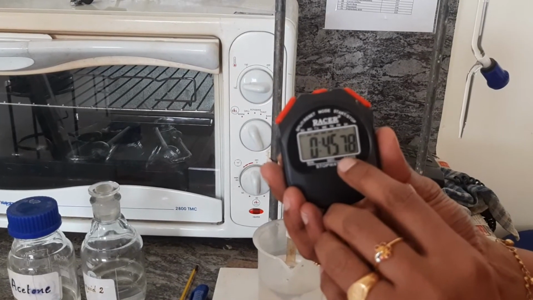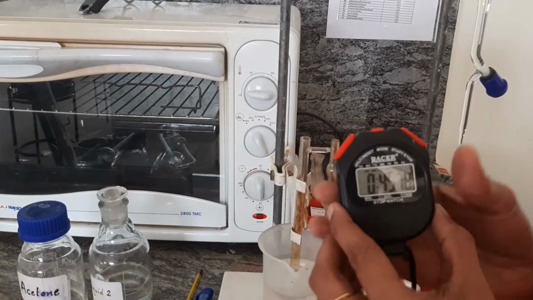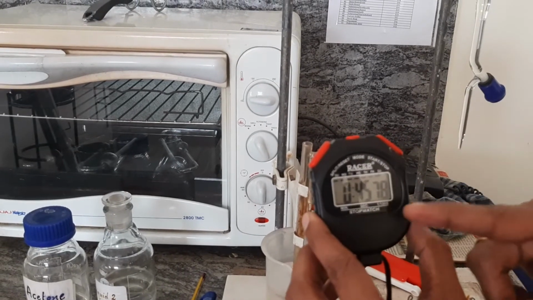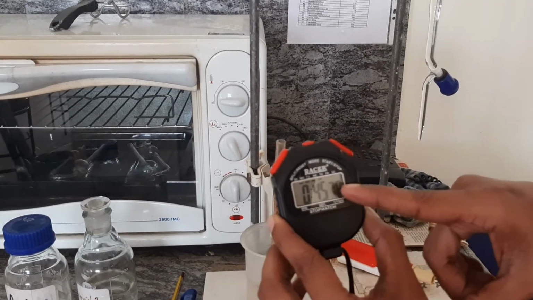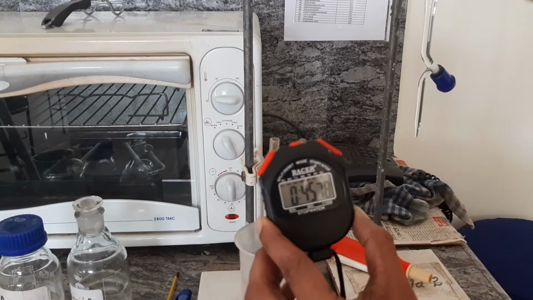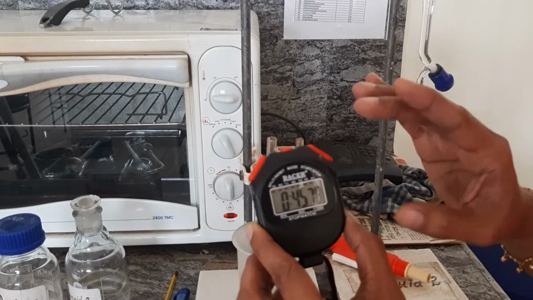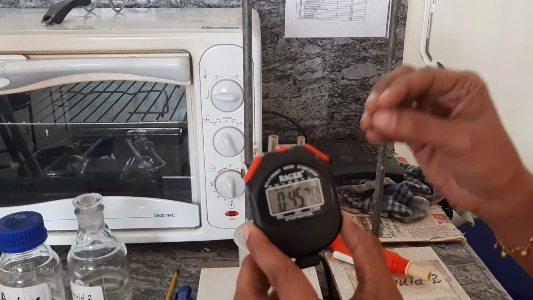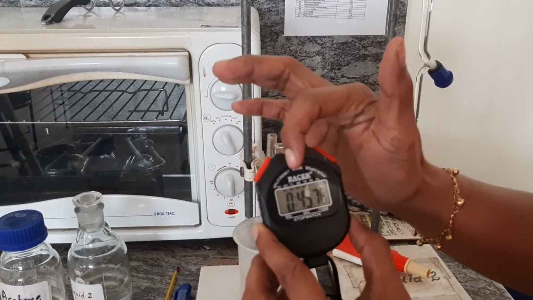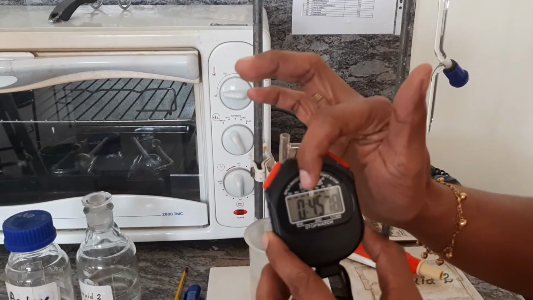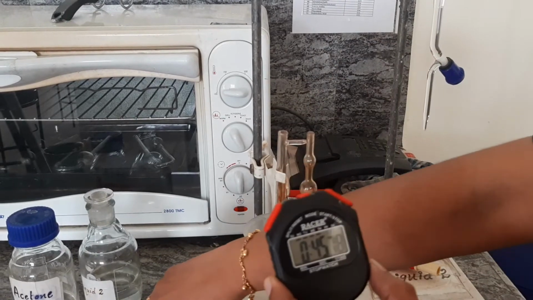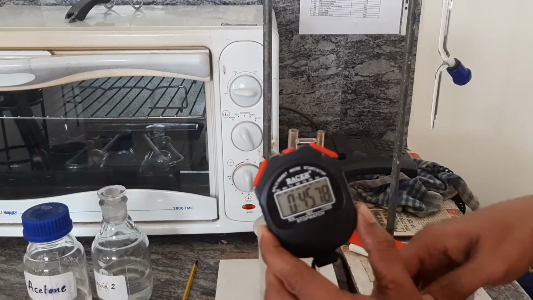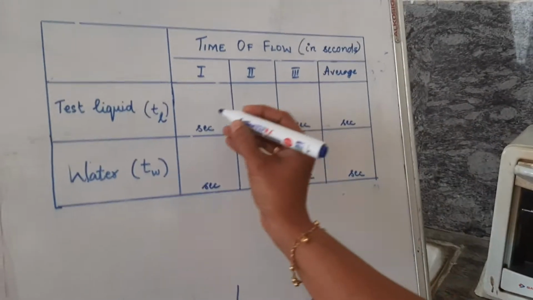So the time taken for the liquid to flow between the upper mark and the lower mark is 45 seconds. Suppose you get the time as 1 minute and 05 seconds or something, then you will have to convert the minute factor also into seconds. For example, 1 minute means 60 seconds, so 60 plus 05, that is 65 seconds. Like that you have to record. So the time which we have observed now is 45 seconds. I'll just write the time here, 45.